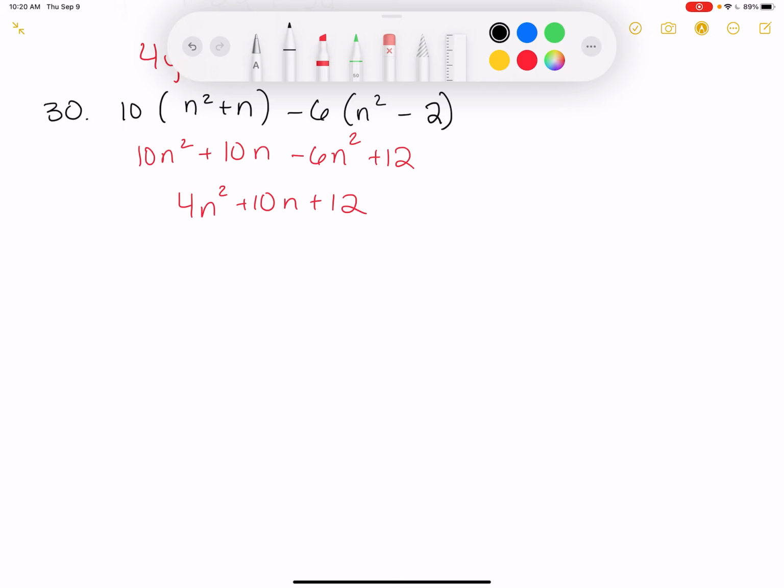Let's see. Next type of problems, evaluate the expression for the given values of x and y. So it's going back to the problems we were doing, but now they're giving you two variable values, and we've got to plug them both in. So let's see, 40. We've got 3x, all of that squared, minus y cubed when x equals 4 and y is equal to 5.